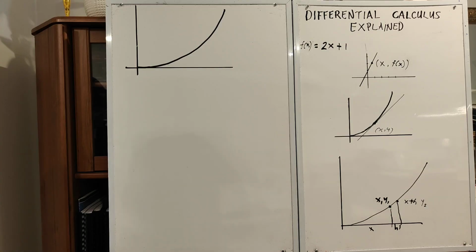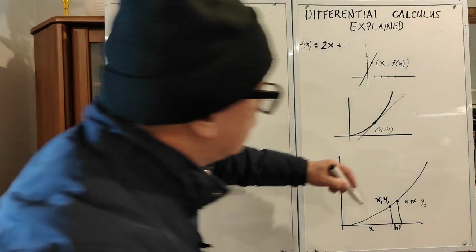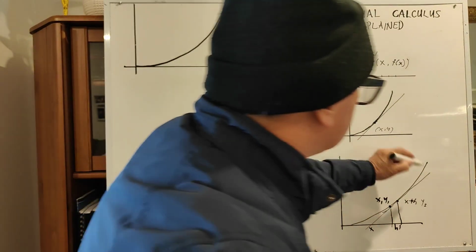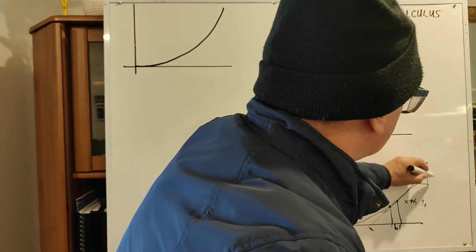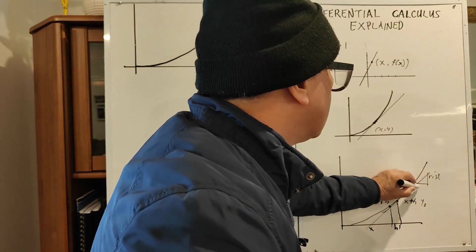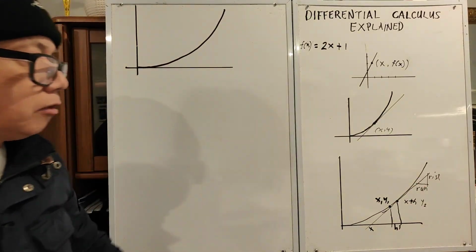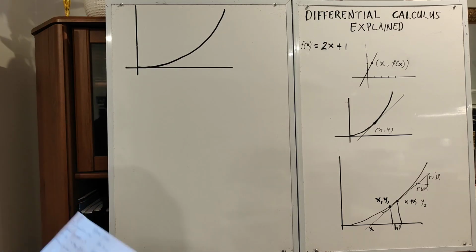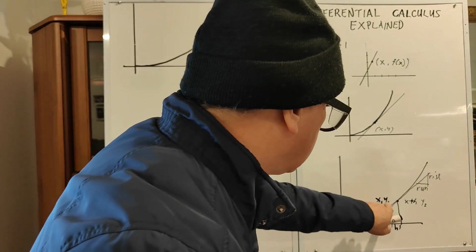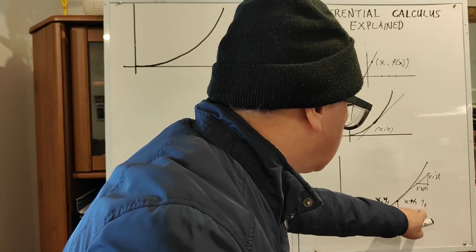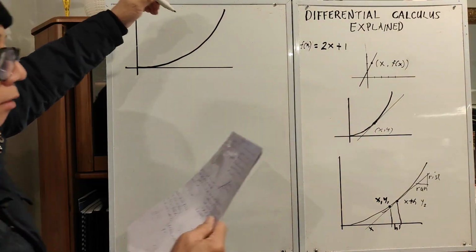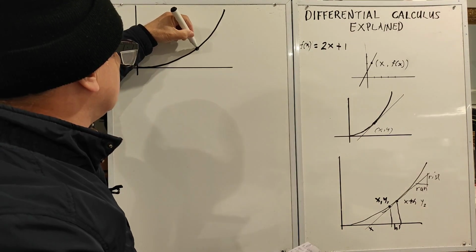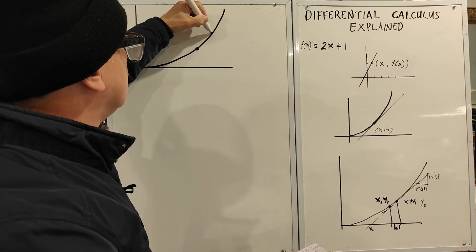Now we need to get the slope of this one. This is the line tangent to the curve. So the slope of this one would be the rise over the run. That would be the slope of that line. Now if I rewrite this one, x and y1, x plus h, y2, we'll just rewrite it in here. So this is x, this is x plus h.